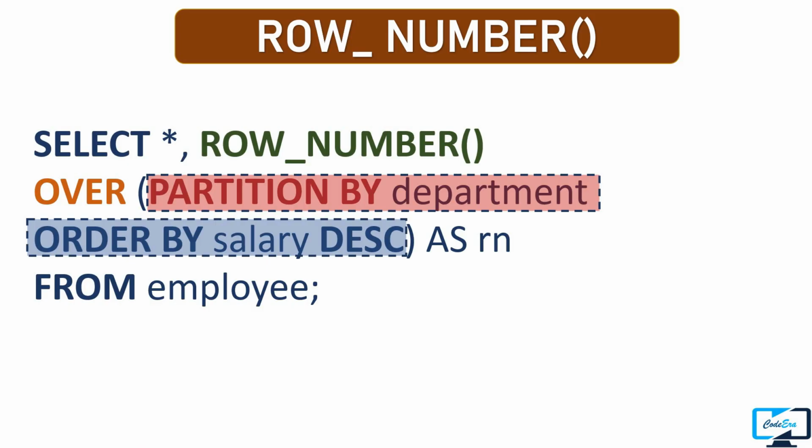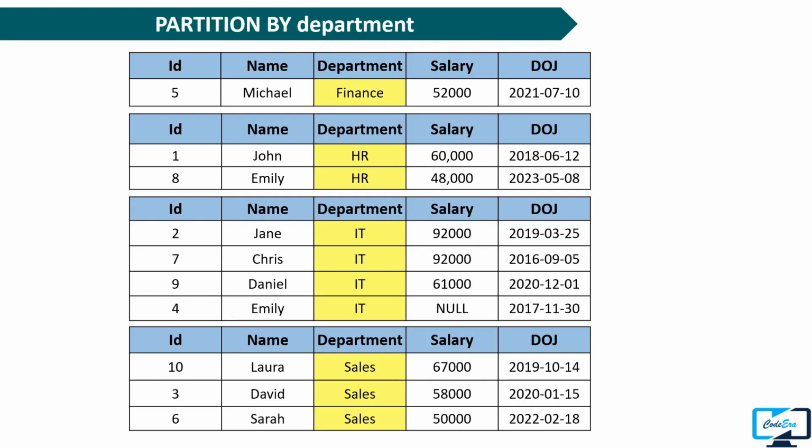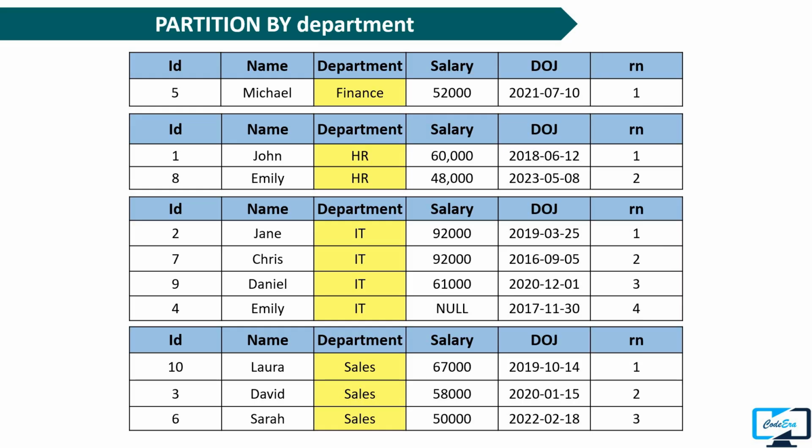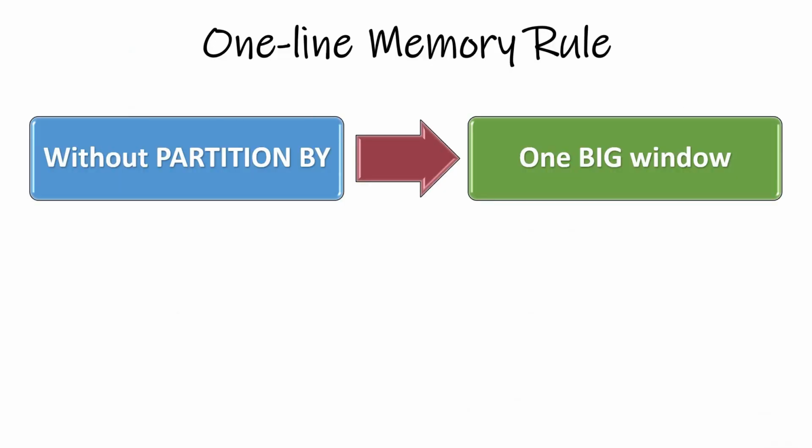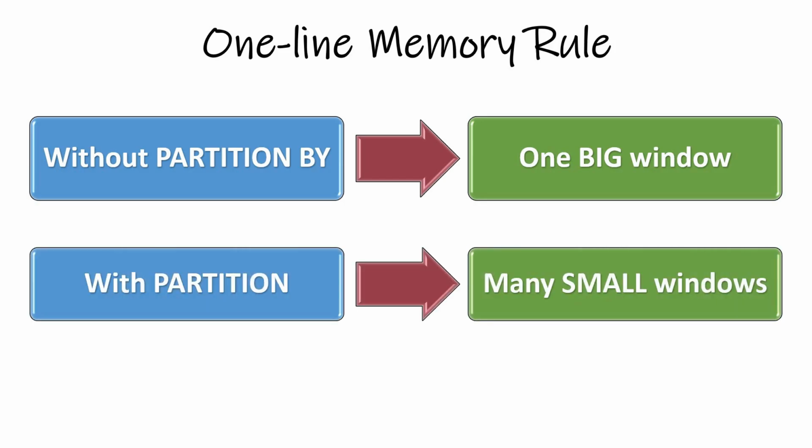If we talk about our employee table, then here HR is one separate window and IT is one separate window, likewise sales and finance. So now the row number will assign numbers in each window starting from 1. Whenever we use the partition by clause, it creates multiple windows. So always remember this one simple rule: without partition by, one big window, and with partition by, we will have many small windows.